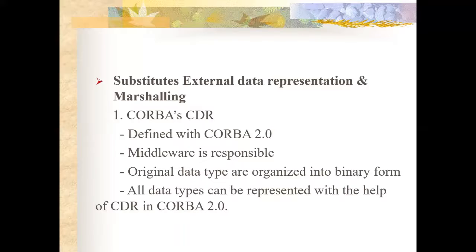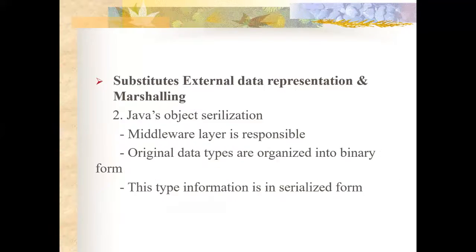Example data types are float, 32-bit; double, 64-bit; boolean, either true or false; long, 32-bit; unsigned long; and short, 16-bit. So CDR supports big-endian ordering as well as little-endian ordering representation. Second, there is Java object serialization.